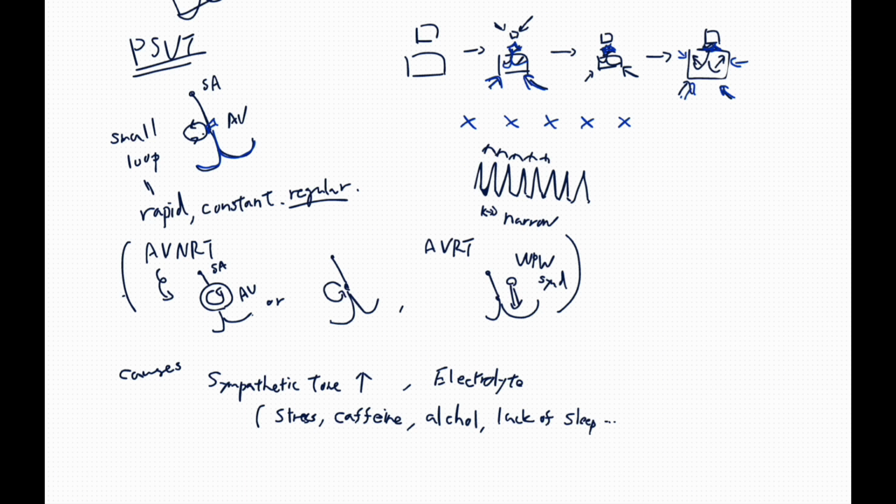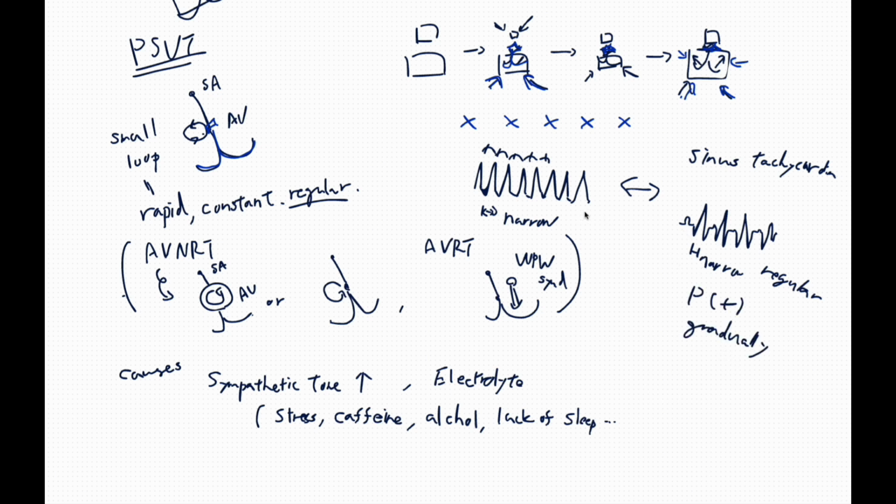A very common clinical question is how to distinguish PSVT from sinus tachycardia. Both show a narrow QRS complex and regular rhythm, but the most important difference is how the tachycardia begins. Sinus tachycardia usually develops gradually and typically shows visible P waves. In contrast, PSVT starts suddenly, and P waves are absent at the onset. This sudden onset is often the easiest and most reliable bedside clue to distinguish PSVT from sinus tachycardia.